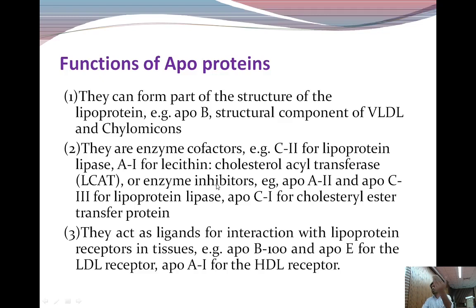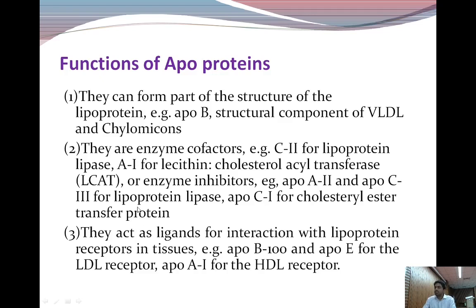Either it can act as enzyme cofactor, or it can act as enzyme inhibitor also. So ApoA1 is the activator of LCAT, and ApoA2 and C3 are the inhibitors of lipoprotein lipase. What is the activator of lipoprotein lipase? ApoC2. What is the inhibitor of lipoprotein lipase? ApoA2 and ApoC3. And ApoC1 is the inhibitor of cholesterol ester transfer protein.